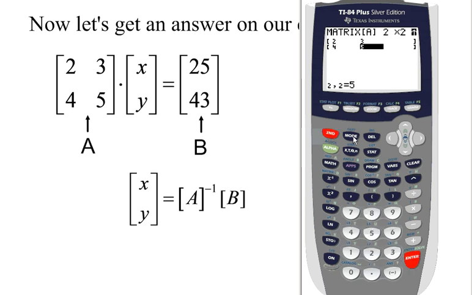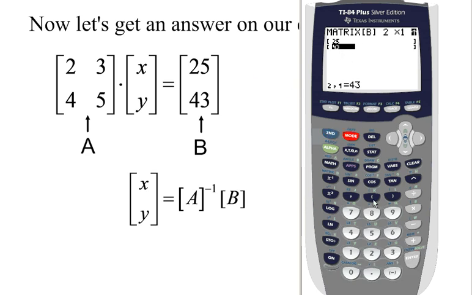I'm going to hit second quit. I now need matrix B. So I hit second matrix. I'm going to go down to matrix B. Oops, that is not what I wanted to do because I want to edit it. So second matrix, I go over to edit and then down to B. This one has 2 rows and 1 column. I know I've done it right because I've got the right number of spaces. And then I put in enter, 25, enter, 43, enter. Okay, I've got those in. It looks just like the matrix over here.